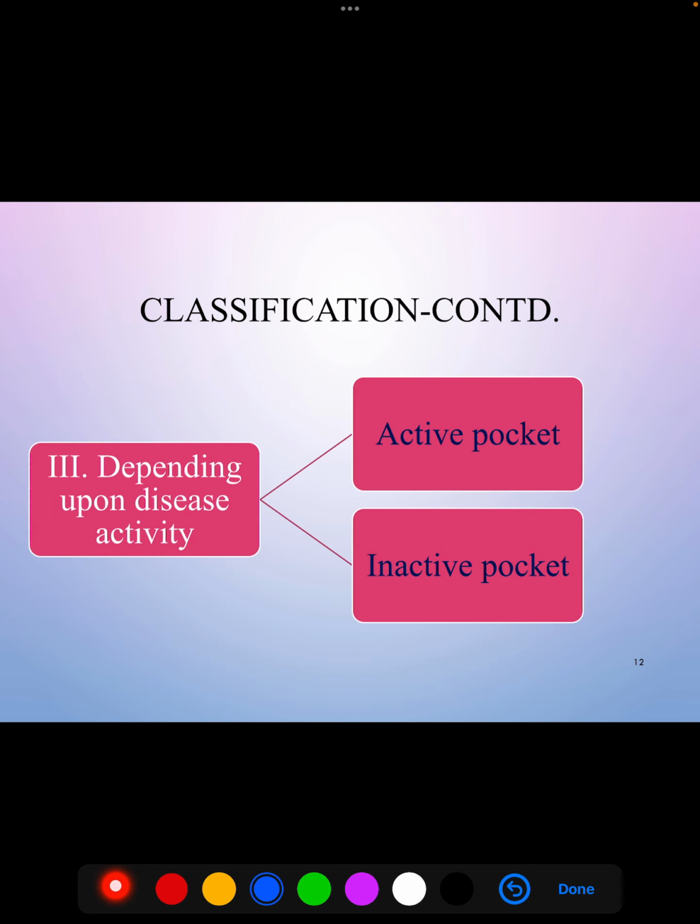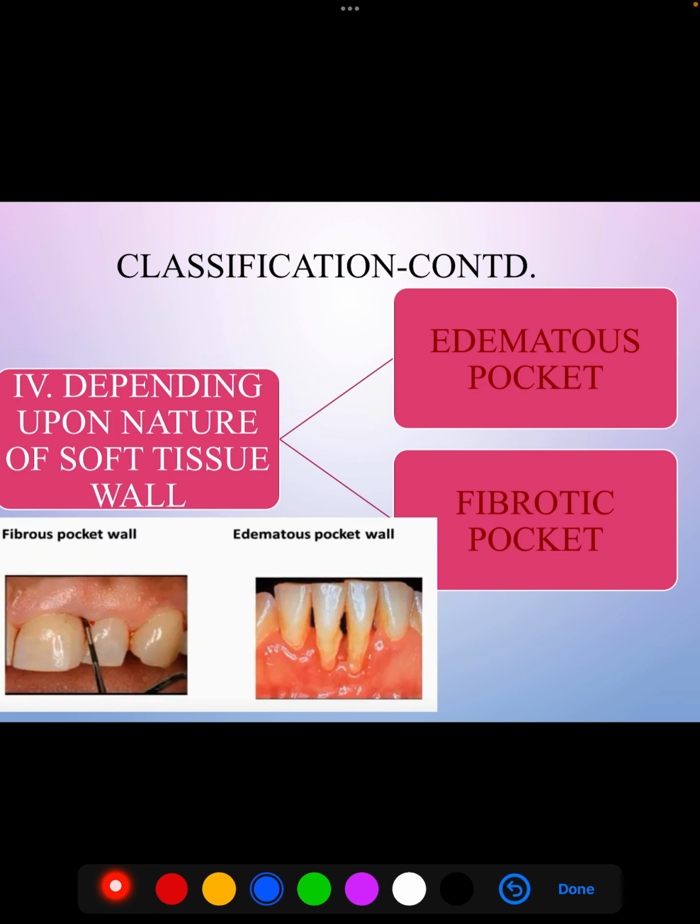The third classification is depending upon the disease activity. It can be active pocket or inactive pocket. Next classification is based on the nature of soft tissue involved. It can be edematous or it can be fibrotic.